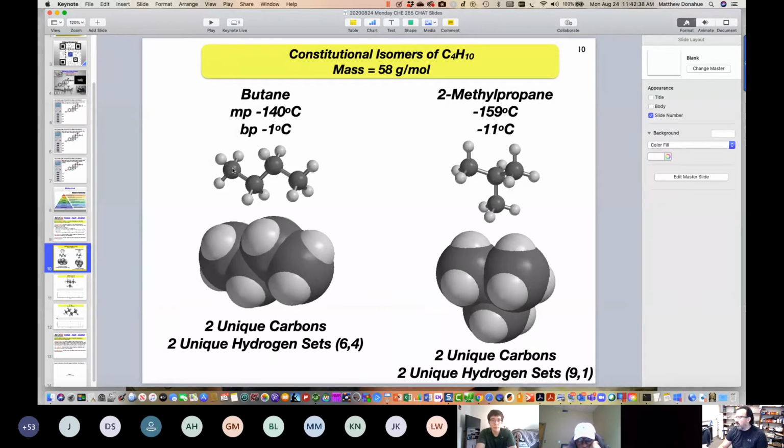So in terms of the symmetry, this methyl group is equivalent to that. This methylene is equivalent to that. The mirror plane bisects the central carbon-carbon bond. For 2-methylpropane, the 3 methyl groups are equivalent, and then the methine is different.